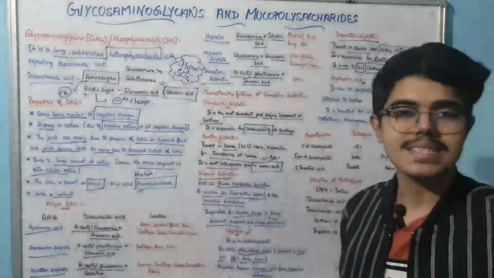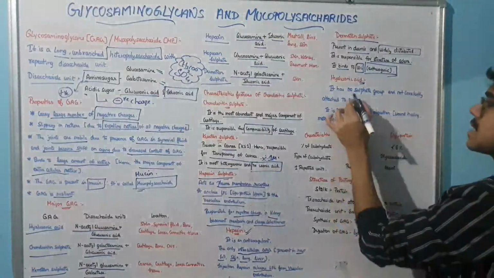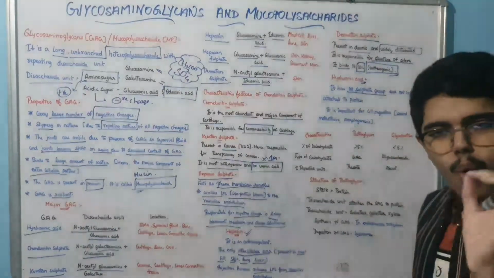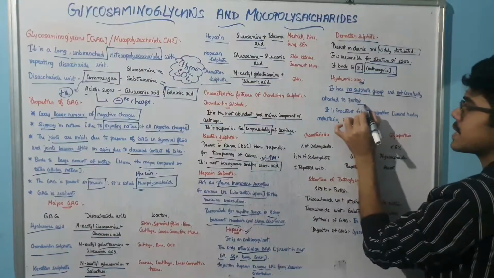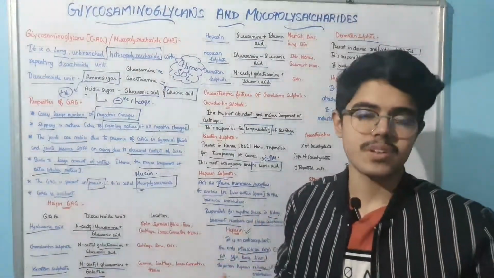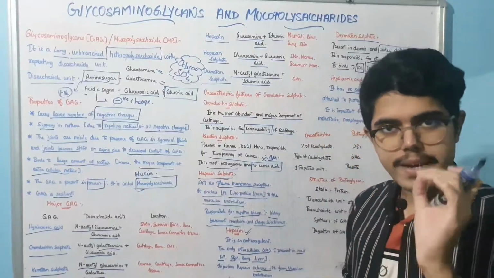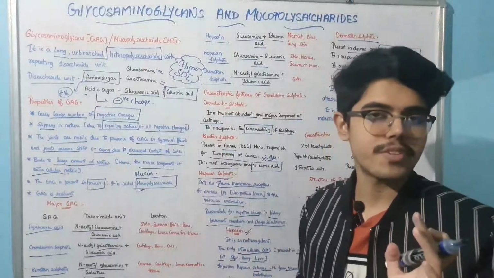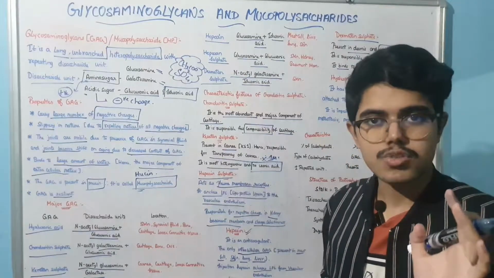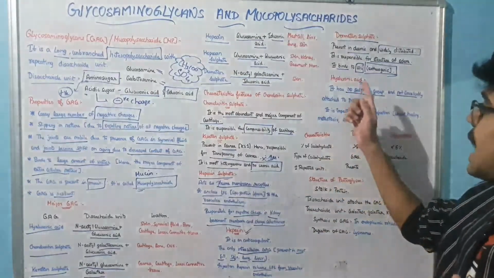Next, very important, that is the hyaluronic acid. So hyaluronic acid contains no sulfate group and it is not covalently attached to the protein because it contains no sulfate group. Only when there is a sulfate group can we attach to the protein, but with no sulfate group, we cannot attach to the protein. That is the hyaluronic acid.